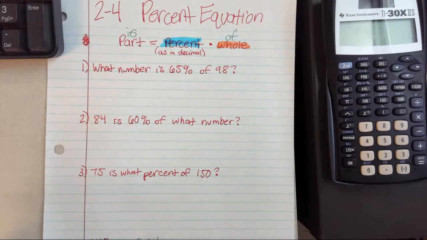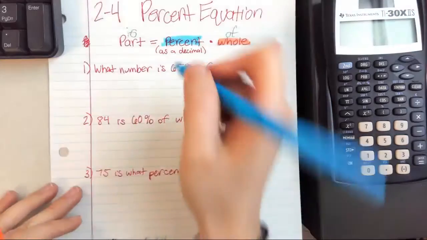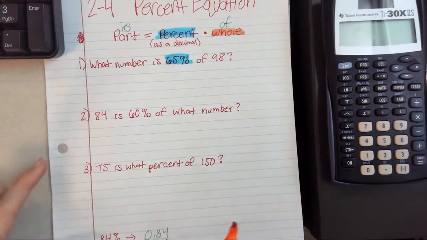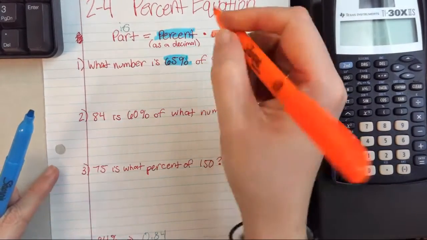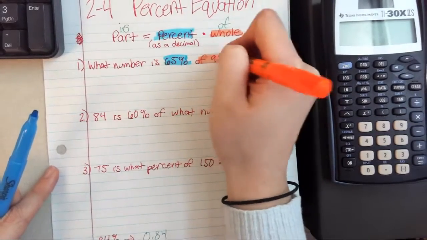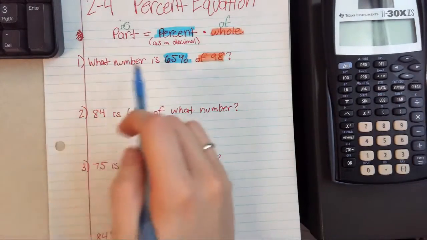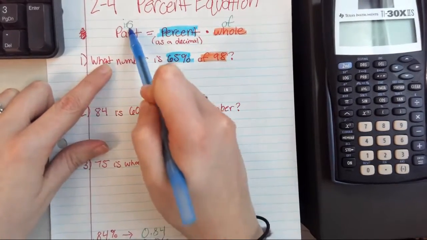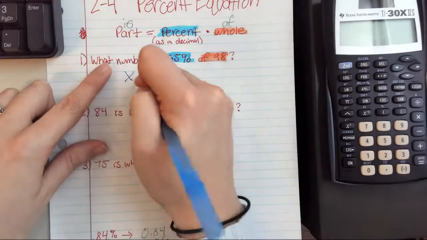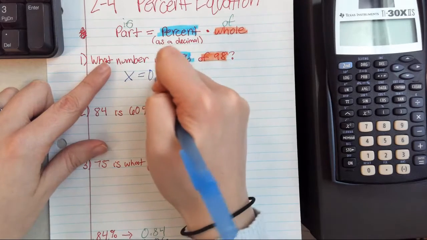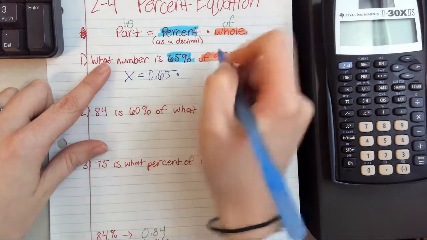So in the first problem, what number is 65% of 98? Well, the easiest part is the percent. That's what I always start with. And the whole of 98. So we're finding a part of this whole thing. So that's my whole. And that means what number is has to be my part. Well, what number is, since we don't know it, we put a variable. So the part equals the percent written as a decimal, so move it over 2 spots, times the whole.